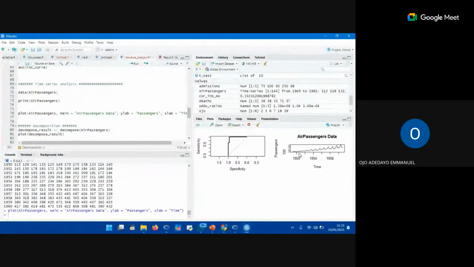Why is this not showing very well? Okay, this is the plotting here. If you look at this plot, I'm trying to zoom this. Okay, if you look at this plot, you will discover that there is an upward increase. This is 1950. There is an increase when we get to 1950, and it continues like that. So this particular data is telling us that over the years there is an increase in the passengers that they have. Now let us decompose it so that we can check some other things there.